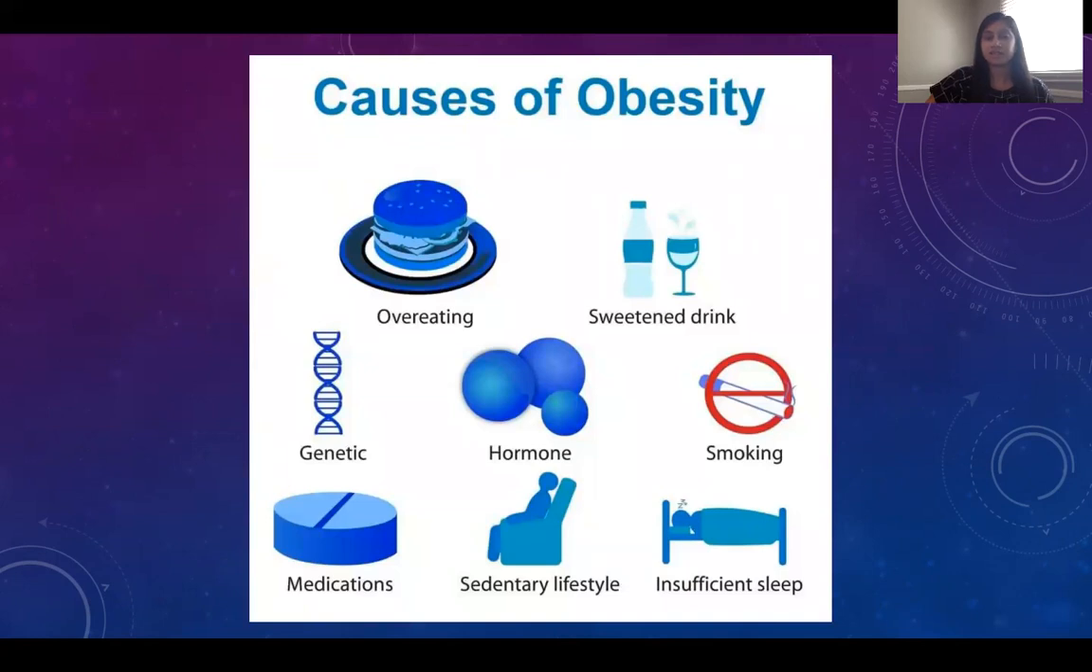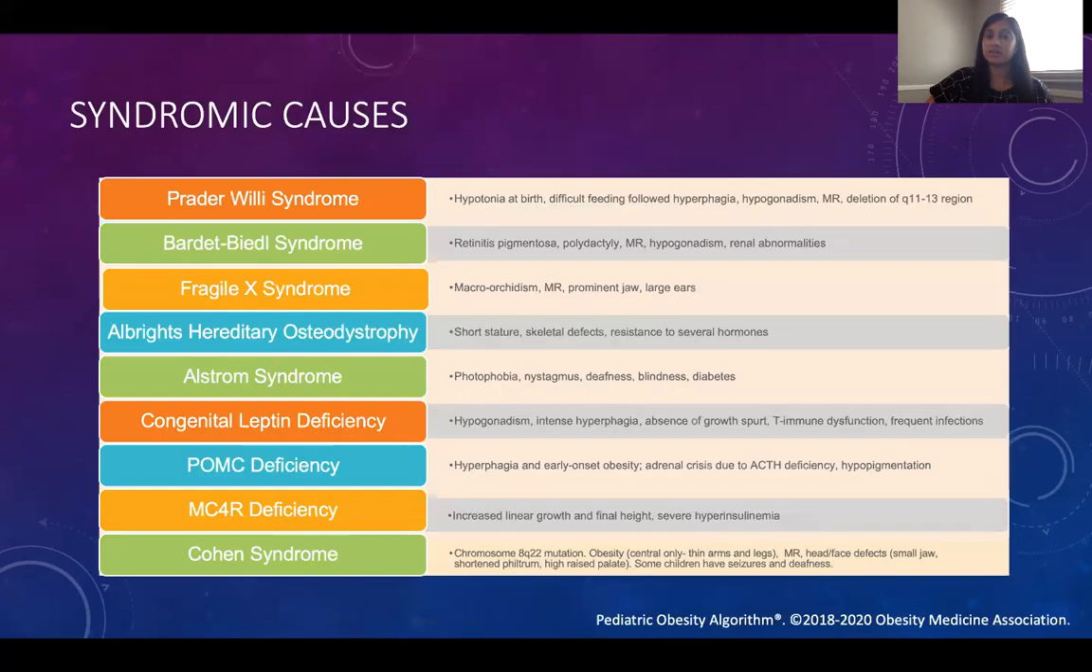What about the causes? As you can see from this picture here, there are several causes that can play a role in obesity. And it doesn't have to be just one of these. One of the main causes that I think is most common is environmental. So overeating, eating unhealthy foods, getting up in the middle of the night to eat, drinking sodas, drinking lots of juice, things like that. But there are also other things that can cause obesity as well.